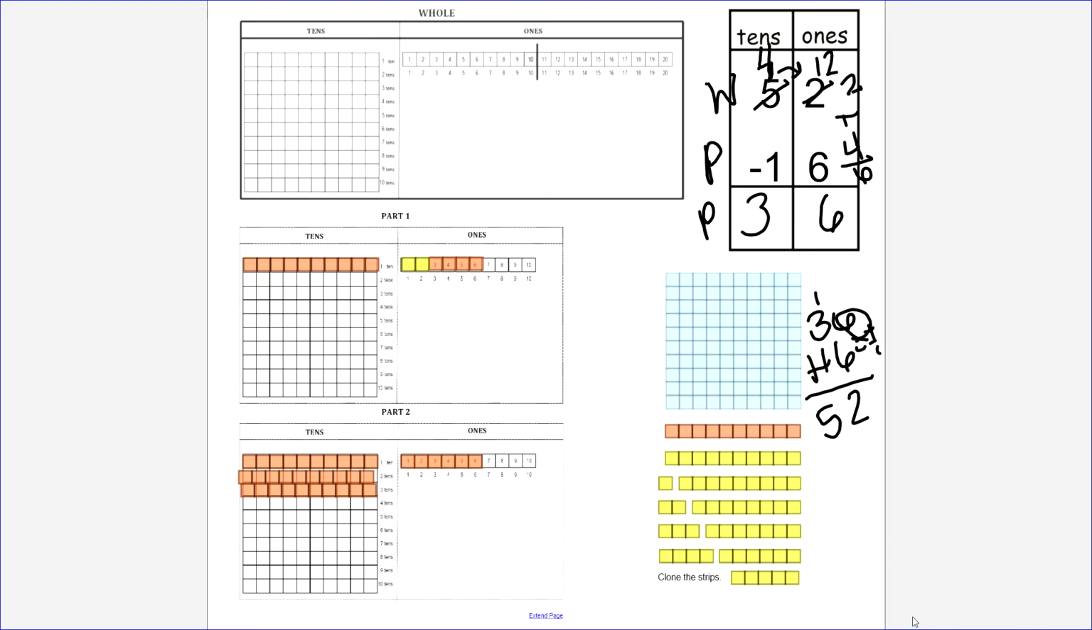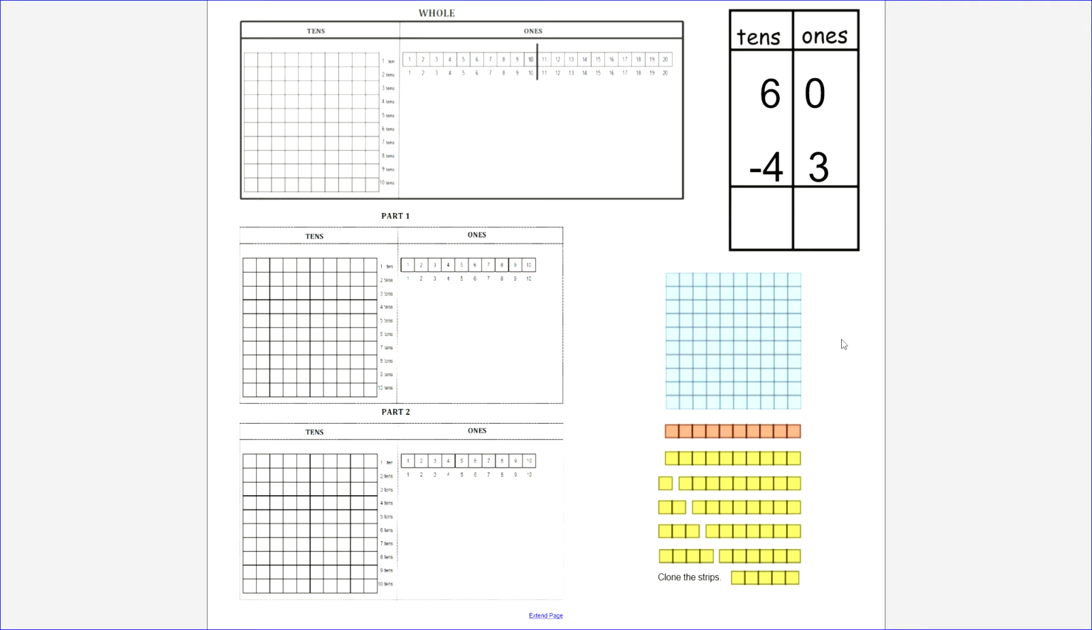Let's go ahead and look at another problem together. Here's the problem, 60 minus 43. 60 is my whole, 43 is a part, and the other part is the answer, or the unknown. I'll start by building my whole, 60. 60 has 6 tens and 0 ones. So I'll go ahead and build that on my place value chart.